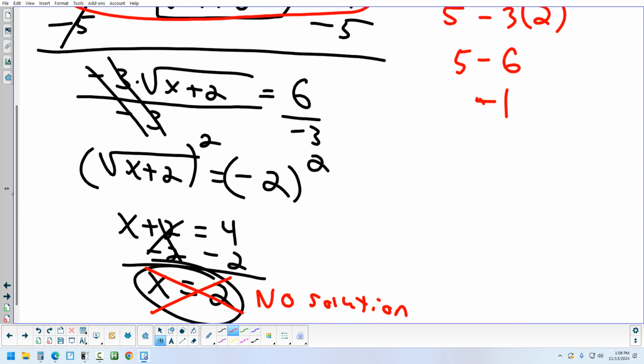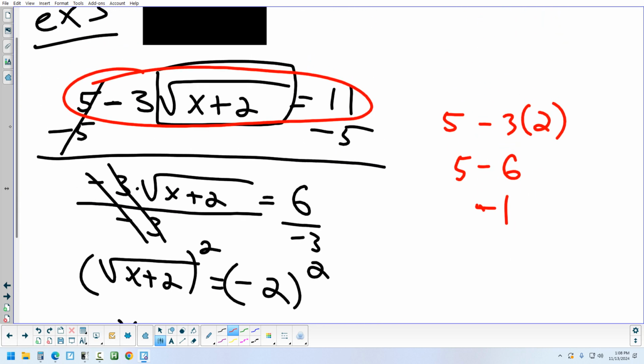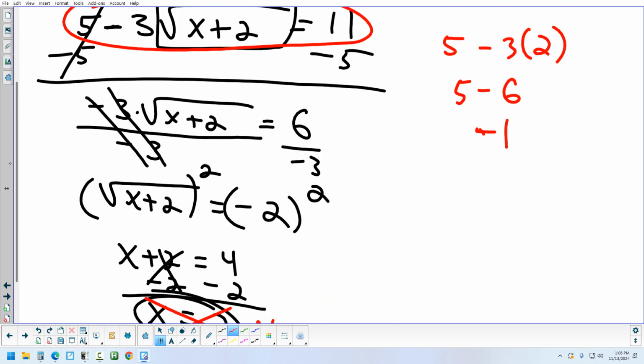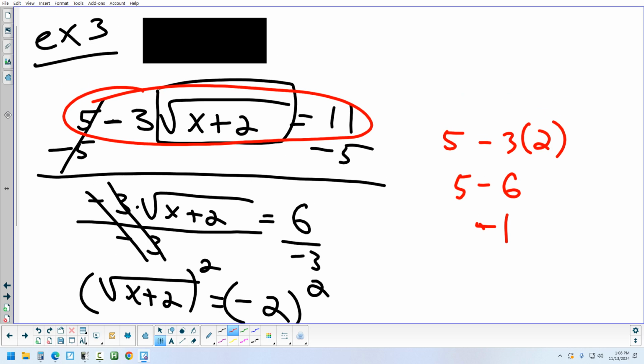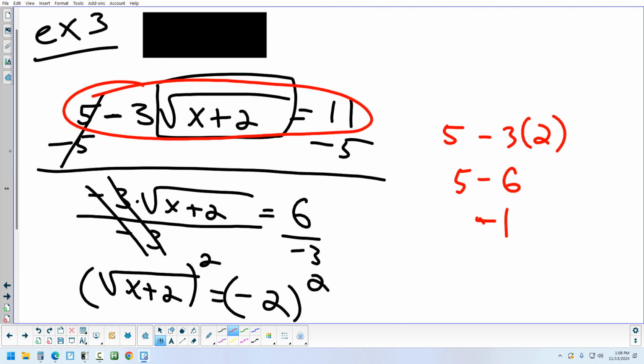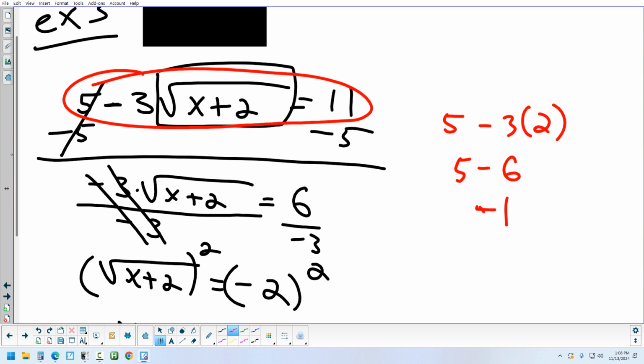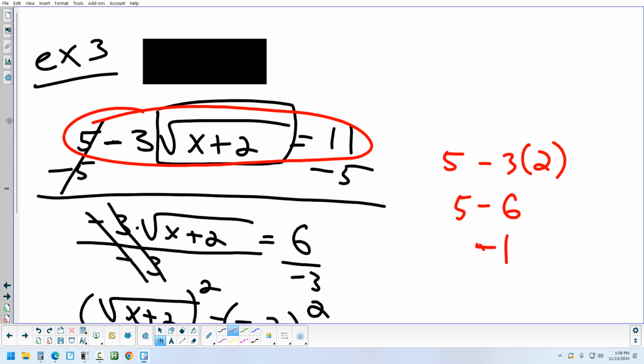Any other questions why 2 doesn't work? Wait, would that be extraneous? Yeah, you could call that extraneous. Yep, it doesn't work. Anyone need me to show you again why it doesn't work? Okay. So that would be extraneous.